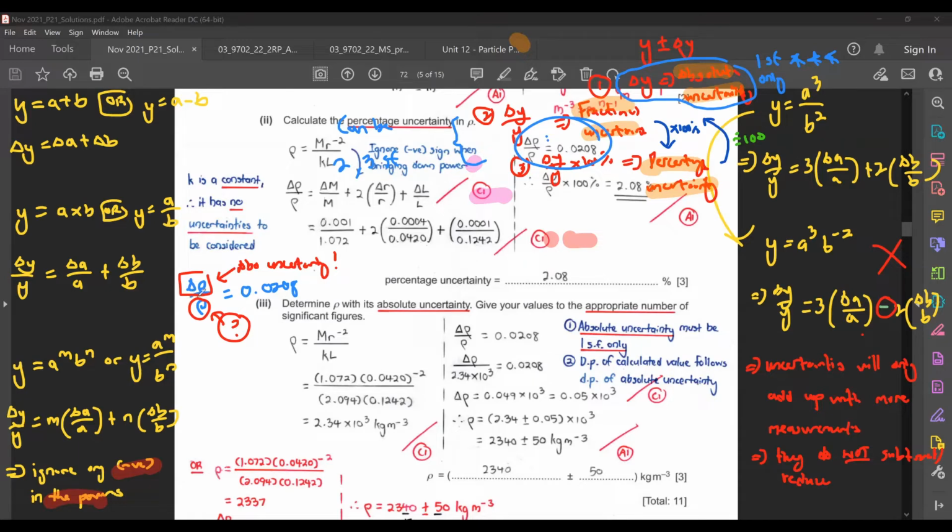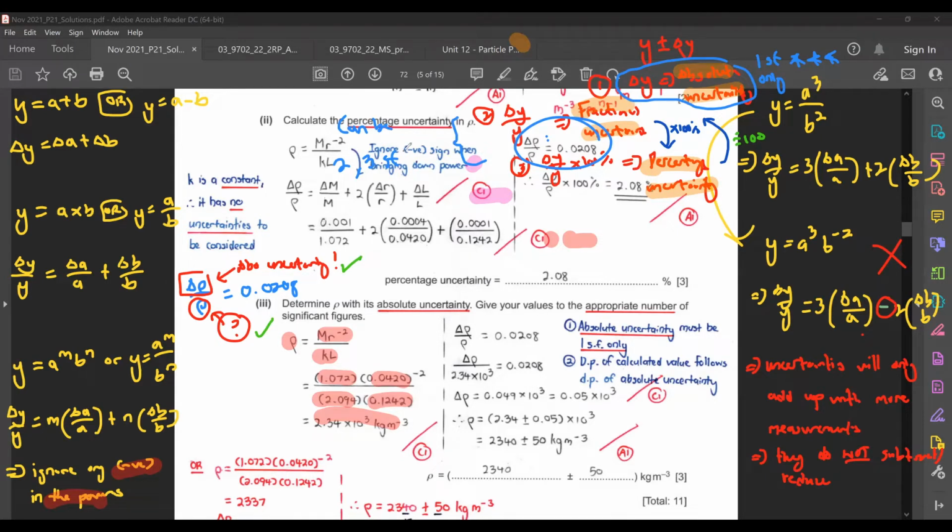But before you can find delta rho, the absolute uncertainty, you need to find out what is rho, the density first. Okay, so that's why in your workings, you have to find out the density first. Use back the original equation, m r power -2 divided by KL, sum in all your relevant values, eventually you get this. Okay, once you have this, you can then find this.